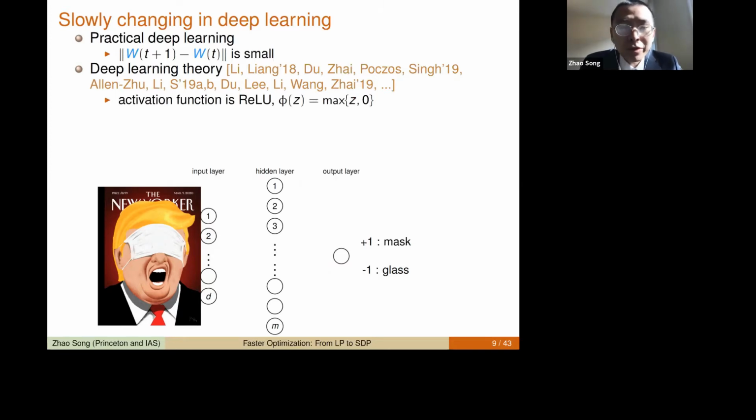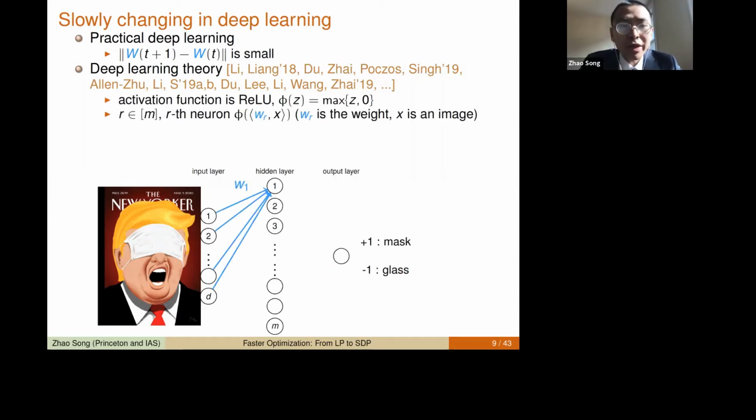Let me give you a brief introduction to this one hidden layer neural network. In order to make a neural network work, we also need some nonlinearity, for example an activation function, which is ReLU here. ReLU takes the input and returns the max between the input and 0. It's basically a truncation function. Now I'm going to introduce the weights. Here I use W_r to denote the r-th column of the weight matrix W. That's why I use the t in the bracket and r in the subscript.